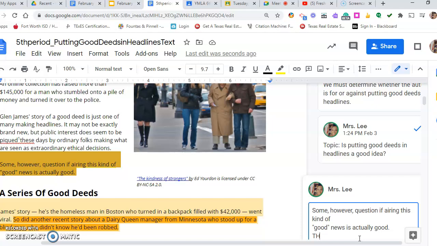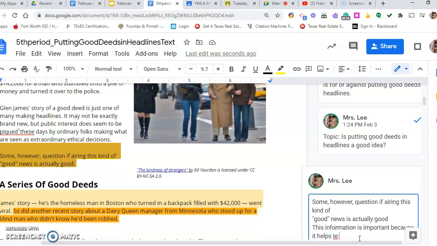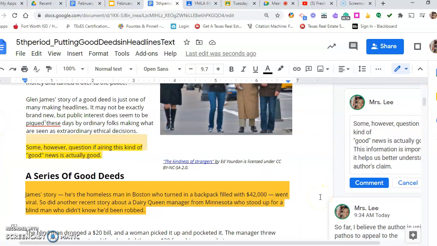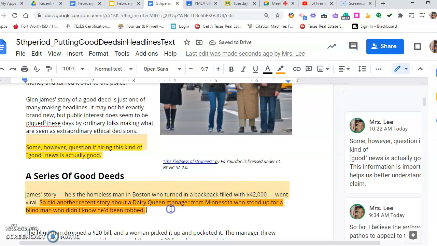This information is important because it helps us better understand the author's claim. And I believe you have to save them. Yes, click on comment to save them. Okay, I'm going to continue reading.